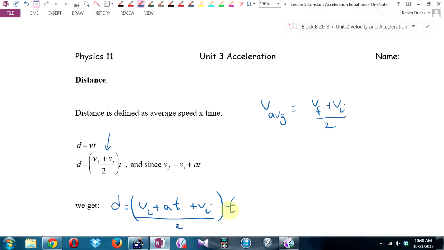Hey, that's like terms. Instead of writing VI plus VI, isn't there a shorter way that I can write that? What's X plus X? 2X. What's Y plus Y? 2Y. What's VI plus VI? Cool. So I think what you're saying, Olivia, is this. I can write this as 2 VI plus AT, all over 2 times t.